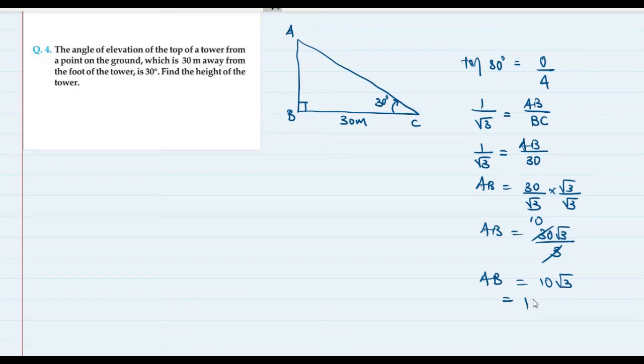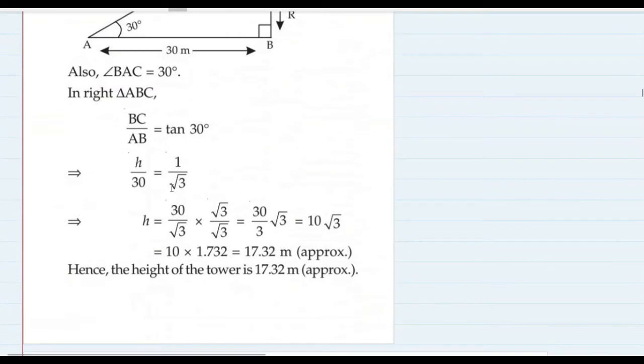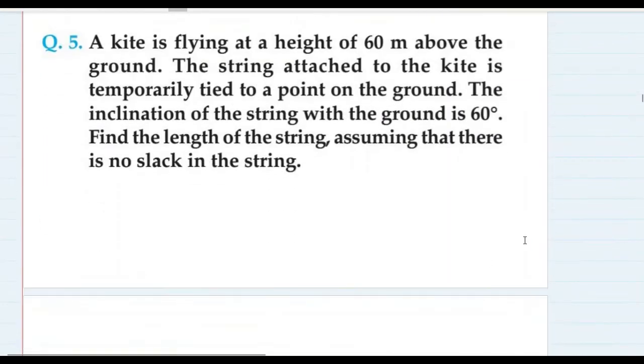Let's simplify. 10 times 1.732 which is 17.32 meters. So the height of the tower is 17.32 meters, right? Let's go to the next question. First let's check the answer. Absolutely correct.